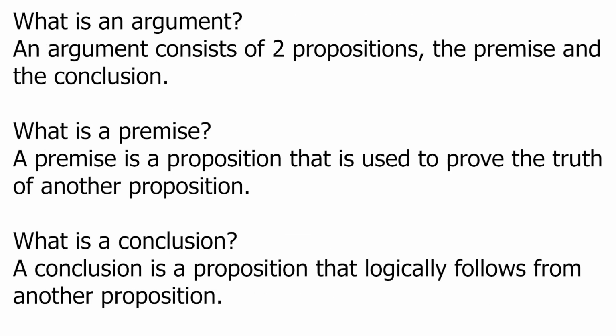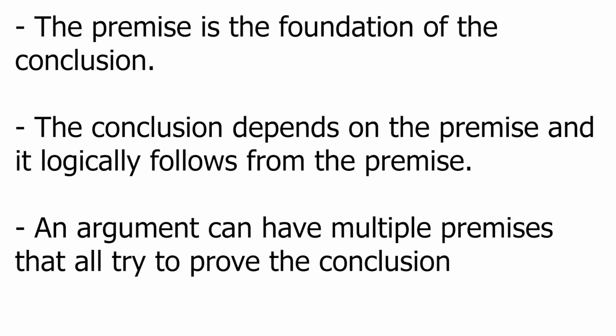Now, the next word we need to discuss is the word argument. What is an argument? An argument consists of two propositions, the premise and the conclusion. What is a premise? A premise is a proposition that is used to prove the truth of another proposition. What is a conclusion? A conclusion is a proposition that logically follows from another proposition. The premise is the foundation of the conclusion. The conclusion depends on the premise, and it logically follows from the premise. And an argument can have multiple premises that all try to prove the conclusion.